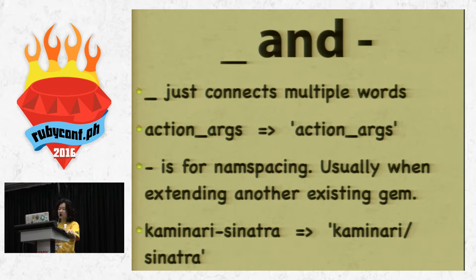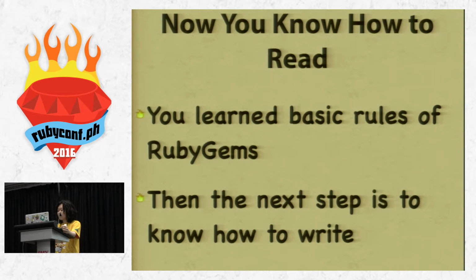Sometimes gem names have underscore and dash. If a gem name has a dash, then it will become subdirectories inside the lib directory, and it will make nested constants, nested modules inside the gem. So I think this is pretty much everything you need to know when reading a gem. So I think you learned the basic rules of Ruby gems. So let's actually read some gems.